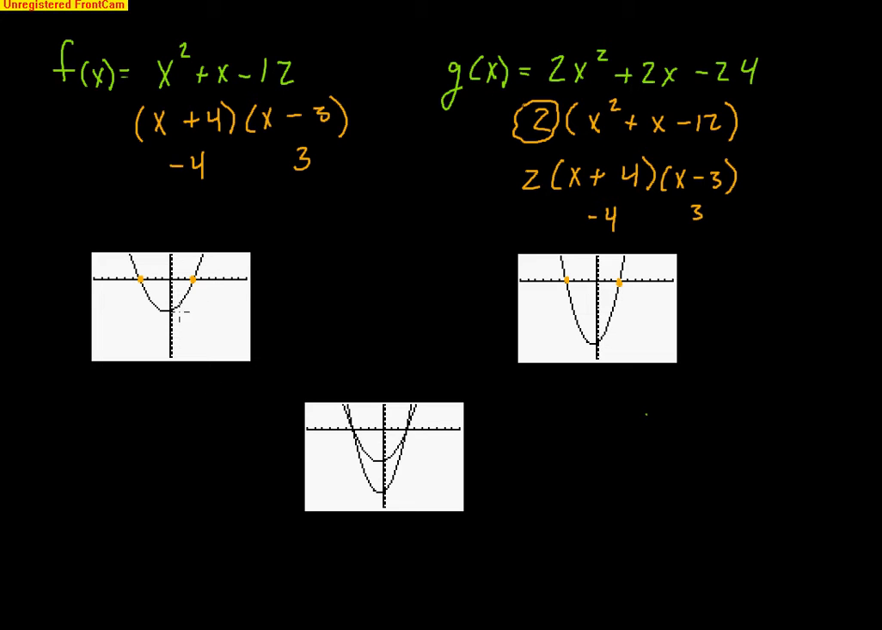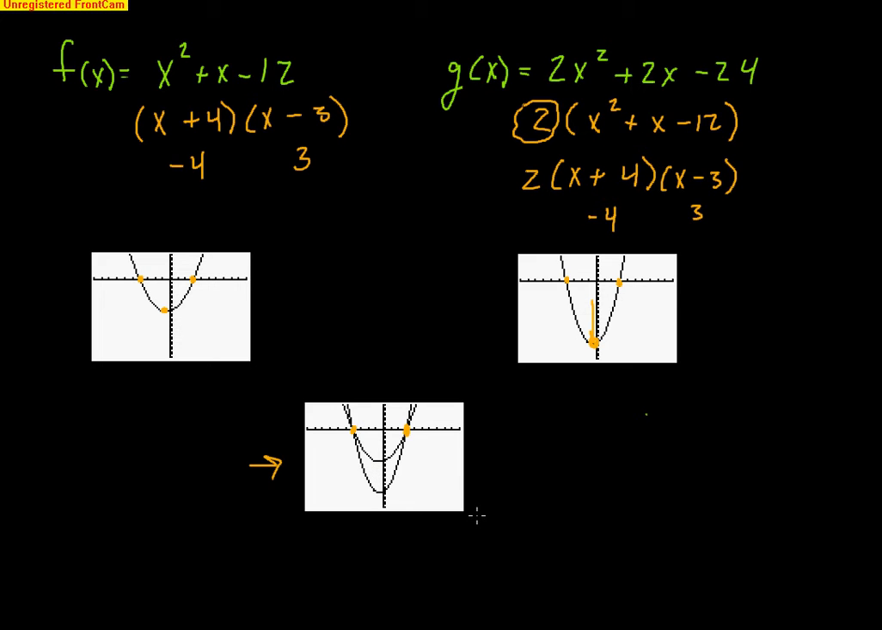So notice that my vertex changed. Here my vertex was right around this point right here. Now it got stretched or pulled, or however you want to look at it, all the way down to here. So the vertex did change. All right, so I graphed both of them at the same time on this graph right here so you could see the difference between the two. Notice that they both have the exact same zeros, but because of that multiplication of 2, the vertex got stretched way down. So that's an important thing that we're going to talk about.